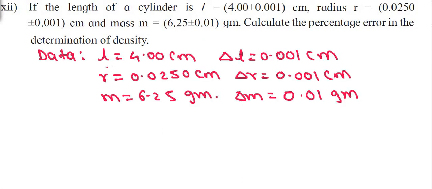So that is length 4 centimeter and absolute error in the measurement of length is 0.001 centimeter. Radius is 0.0250 centimeter. Error in radius 0.001 centimeter. Mass 6.25 gram and error in mass 0.01 gram. Let us now find out volume.